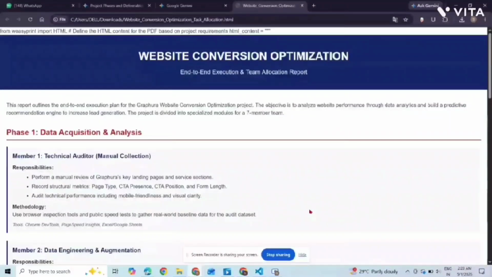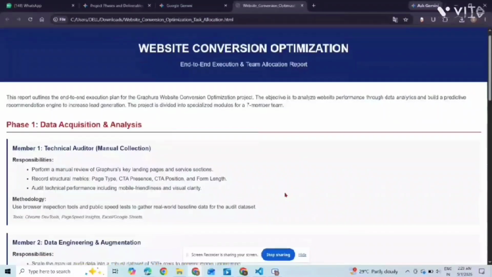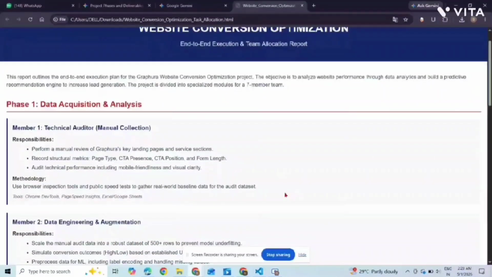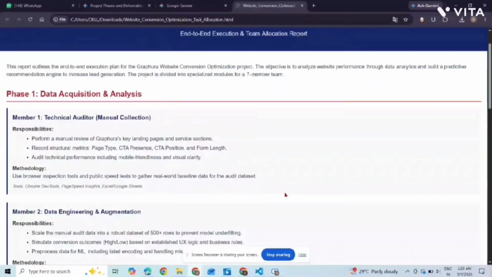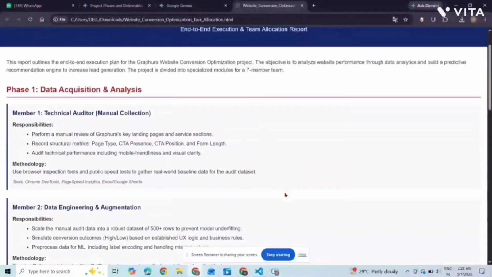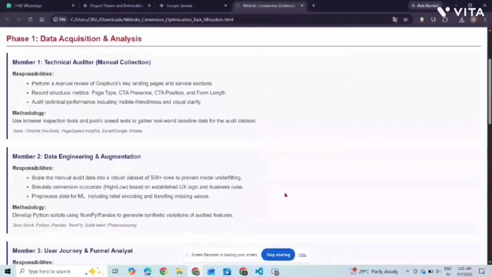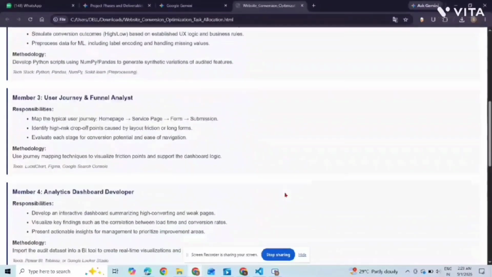We have divided our 7-member team into specialized tracks covering data infrastructure, business intelligence, and machine learning to predict and recommend changes that will actually move the needle for Grafra's lead generation.